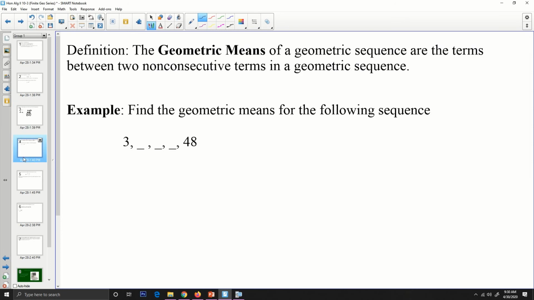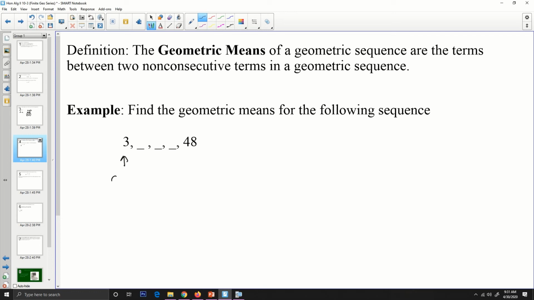Next, geometric means. The geometric means of a geometric sequence are the terms between two non-consecutive terms of a geometric sequence. Example, find the geometric means for the following sequence. So we're going to attack it in a similar method to the way we found the arithmetic means of an arithmetic sequence. We're going to figure out what some values are.